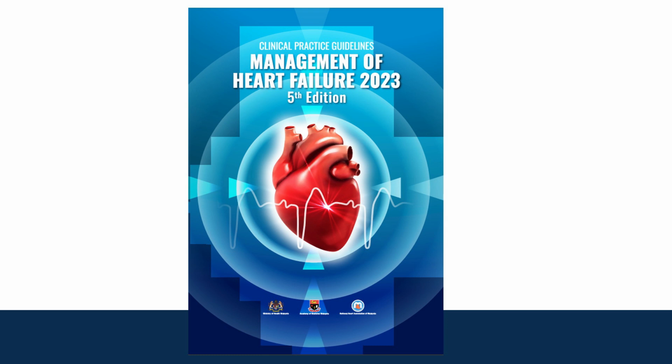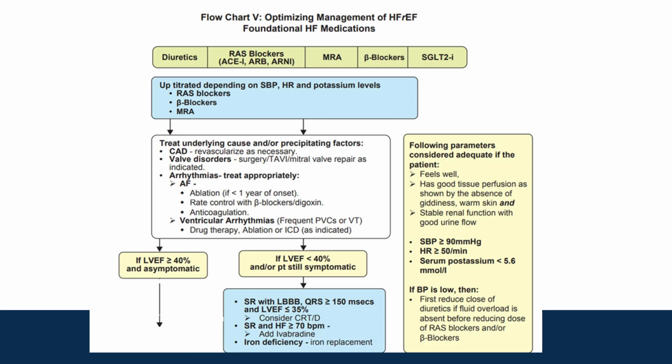Here we talk about optimizing the management of heart failure with reduced EF, the 4 pillars: RAS blockers, MRA, beta blockers, and SGLT2 inhibitors. So you start with RAS blockers, beta blockers, MRAs, after the Lasix is toned down. After withdrawing the Lasix, you can start all this treatment.